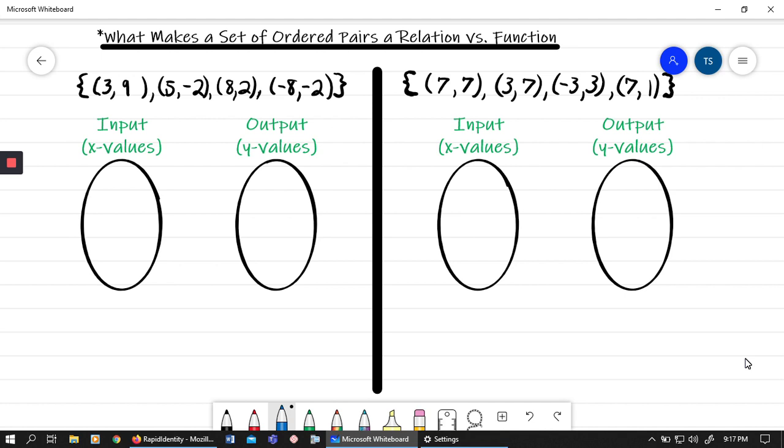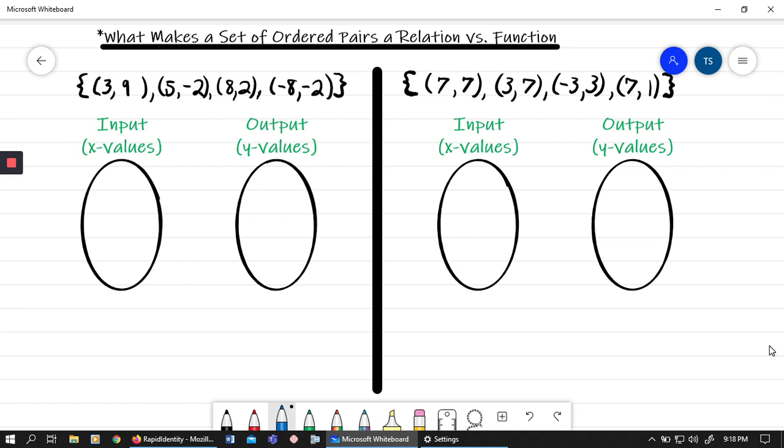Okay, so let's look at these two relations here. First, let's look at this relation on the left side, where we've got these four ordered pairs: (3, 9), (5, -2), (8, 2), (-8, -2). To give us a better view of these coordinates, we're going to write these ordered pairs out in a mapping form. So we're going to rewrite these ordered pairs in a different representation, just to give you a different perspective before we explain this. So let's write this out.